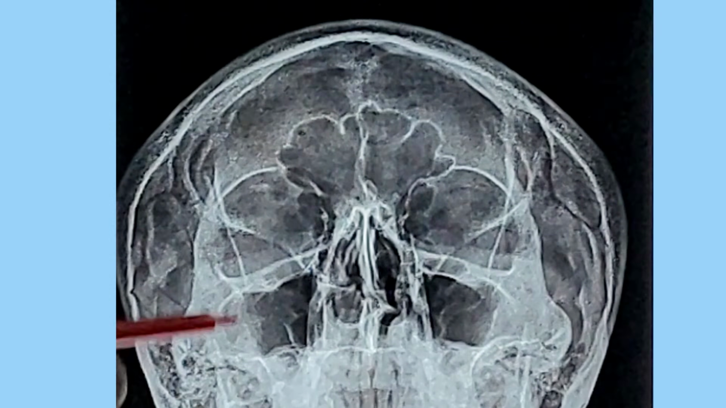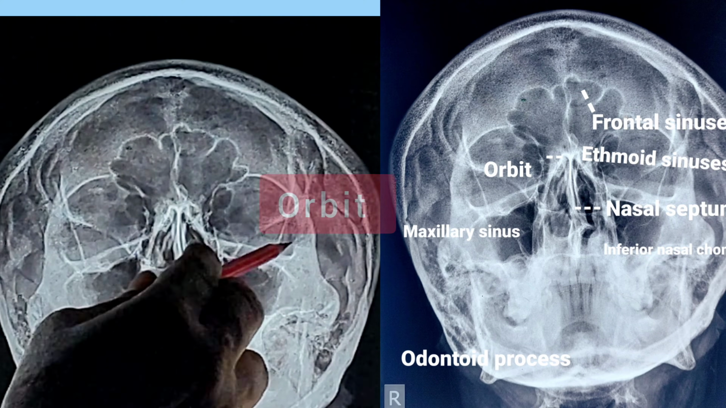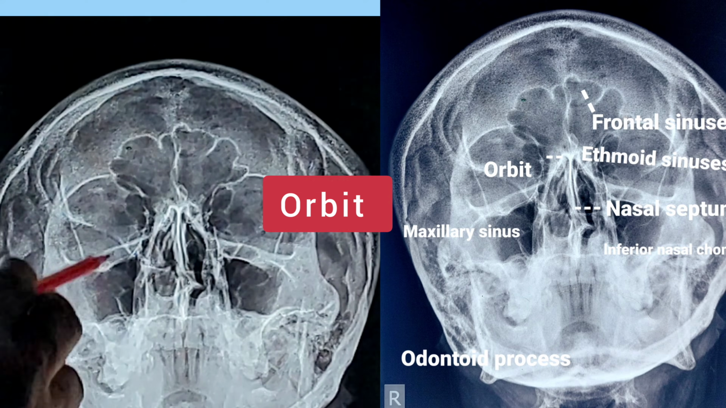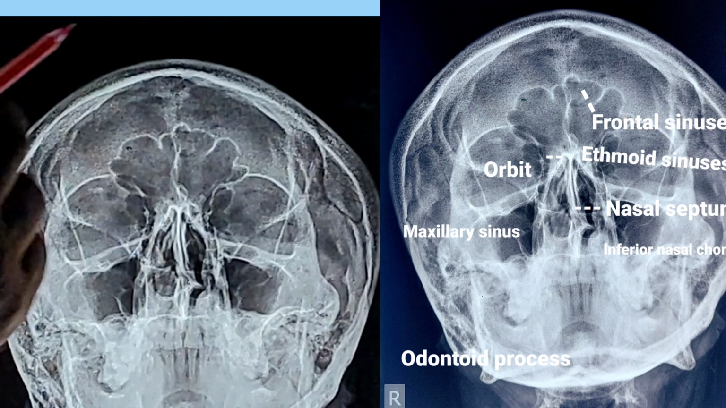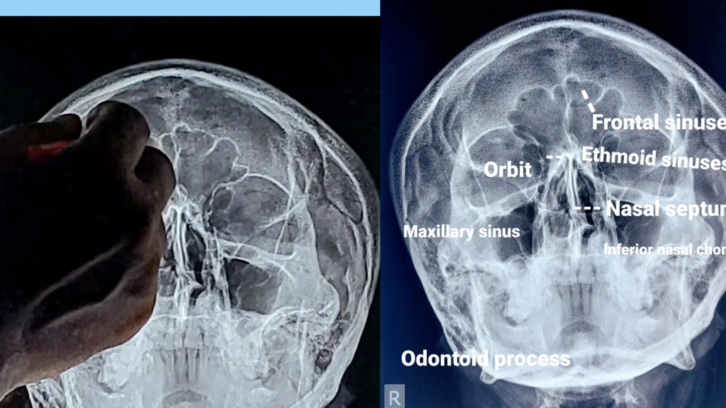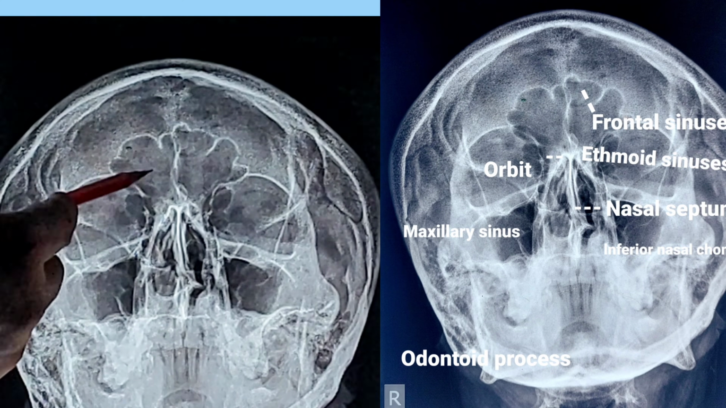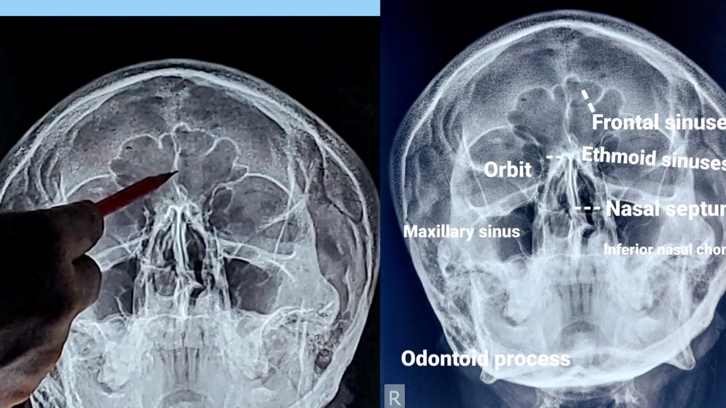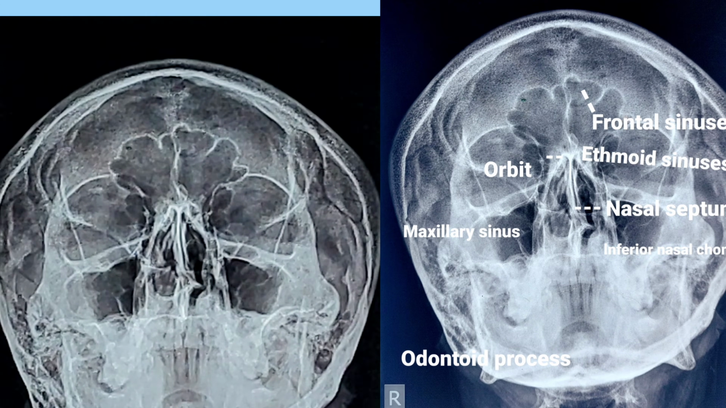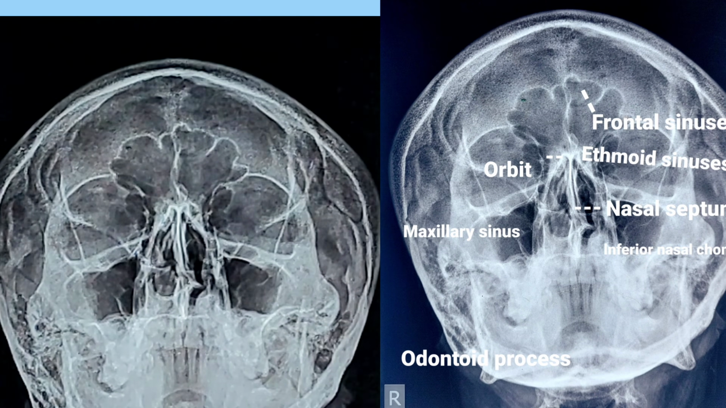Let us see what the sinuses are. Before that, you see this one. This is the orbit, which contains the eyeball. And these two are the frontal air sinuses. This frontal air sinus is more or less triangular in shape and present above the medial part of the supraorbital margin. It is triangular, so in all sides it is about 2.5 centimeter on each side. But both sinuses may not be equal in size.